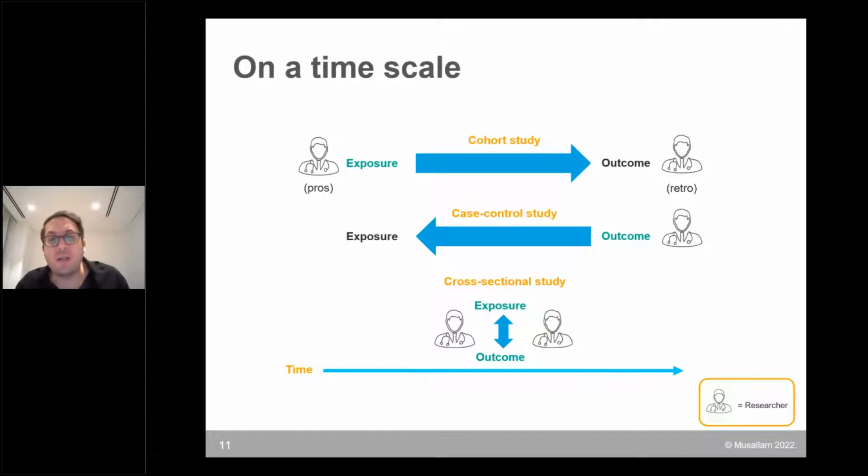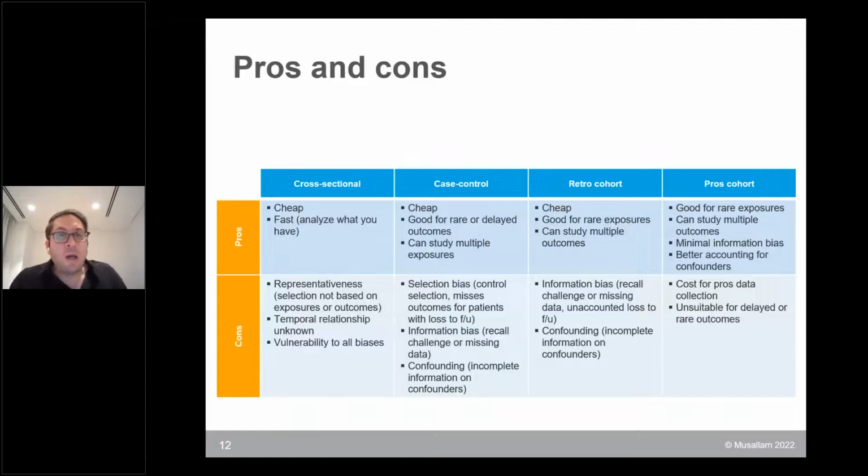In a cross-sectional study, the exposure and outcome either happen at the same time or the time element is actually unknown. Most important thing is to know what are the pros and cons of each of those. So when should I pick this over that, or if I'm forced to have a certain design over the other, what are the risks and benefits?